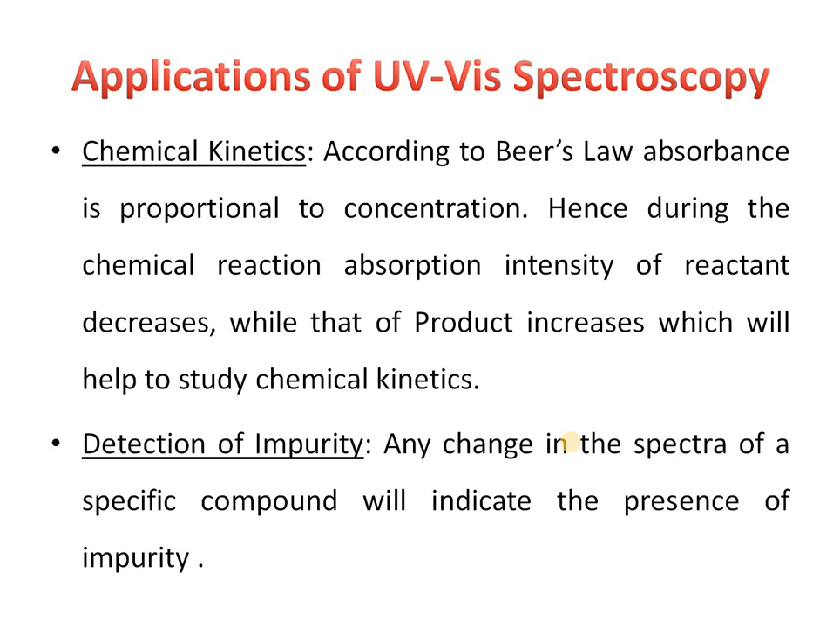Then detection of impurity. Any change in the spectra of a specific compound will indicate the presence of impurity. So if you have the standard sample and with that you have the UV visible spectra of that standard pure compound, then you can check the UV visible spectra of the sample, and if any deviation is there in that spectra, that will indicate the presence of impurity.